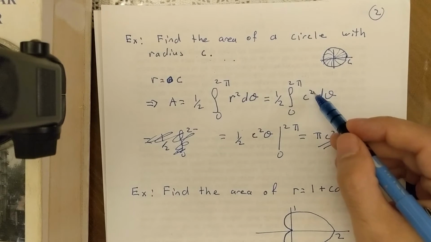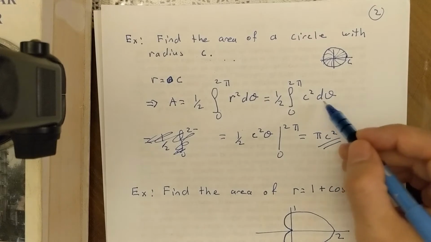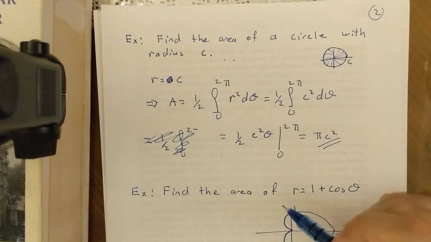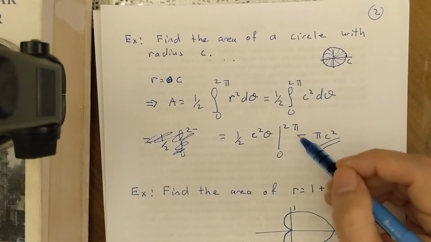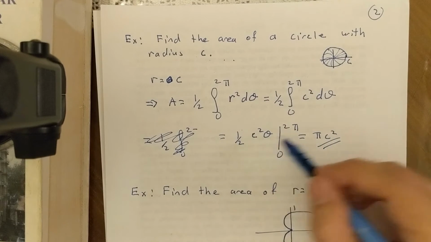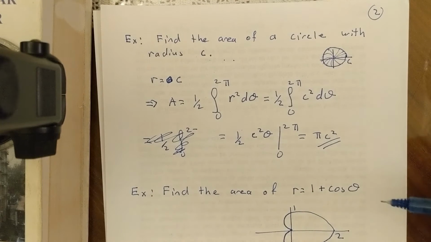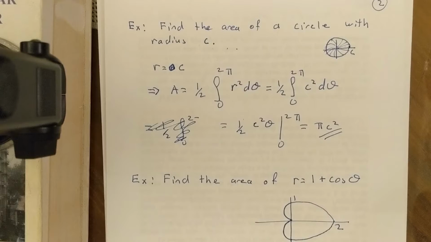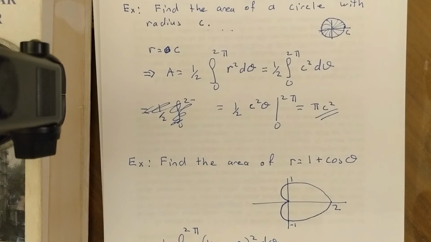So this is a constant. The integral of a constant is constant times the variable. The variable here is theta. So we have c squared theta. There was a 1/2 there. Plug in your 2 pi, and the 2 pi and the 2 are going to cancel. When you plug in 0, you get 0, of course. So you get pi c squared. This is the area of a circle that we've known since elementary school.